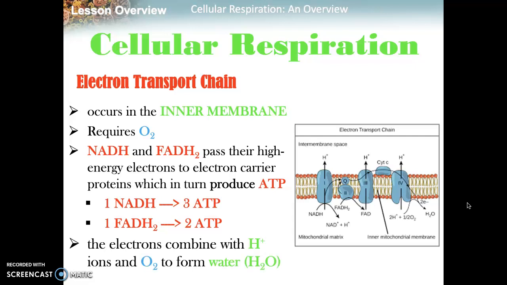The electrons from the NADH and FADH2 will combine with the hydrogen ions and oxygen to form water. So this is where our water gets formed that is released. If you remember, the original equation for cellular respiration was glucose plus oxygen produces CO2 plus H2O plus some energy. It is during this part of cellular respiration, the ETC, that water gets produced.